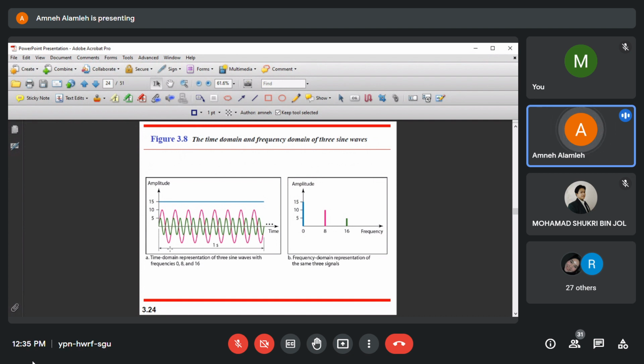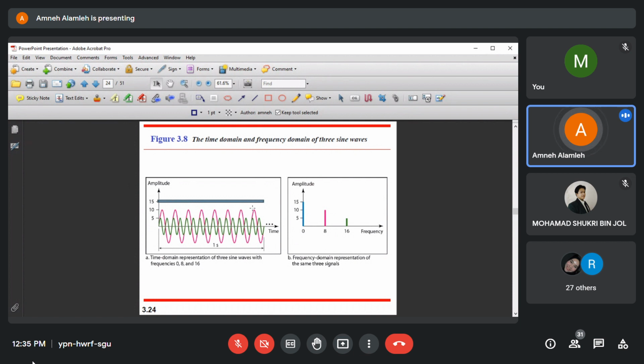In figure A, you can see the first wave at amplitude 15 with zero frequency, and the second wave with the pink color.